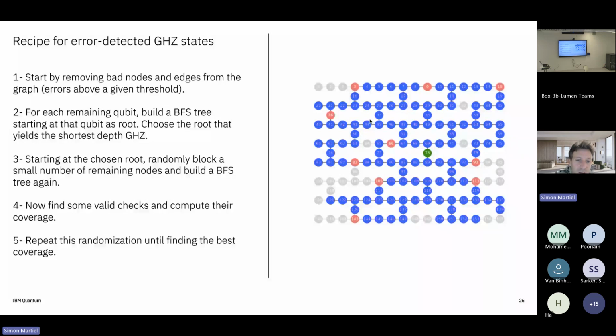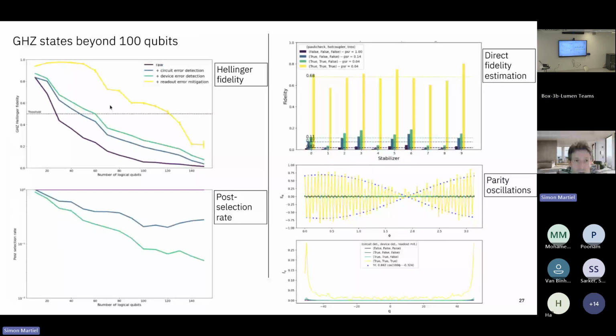So using this, we can actually look at the hardware and have a very simple algorithm that, first of all, discards any bad node or edge in the hardware that has a too high error rate, and crawls through the hardware and optimizes the position of each pink qubit in order to maximize the amount of errors that are caught by those checks. And then we can iterate this process many times in order to find the best possible layout and then run the corresponding experiment.